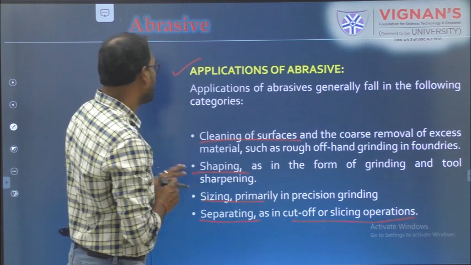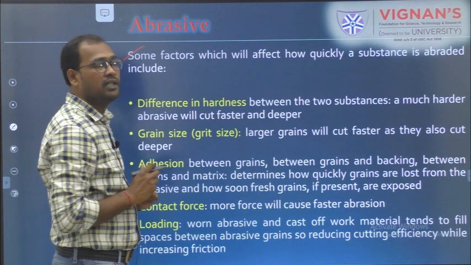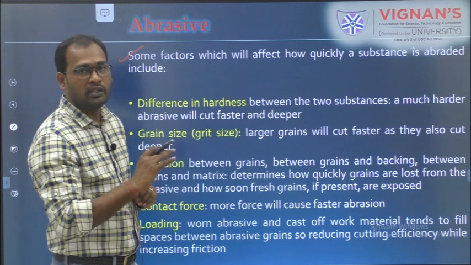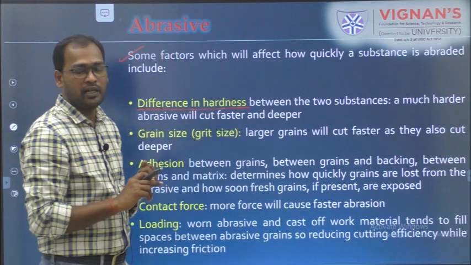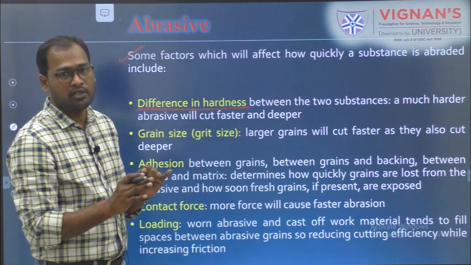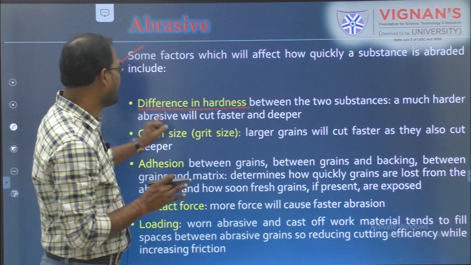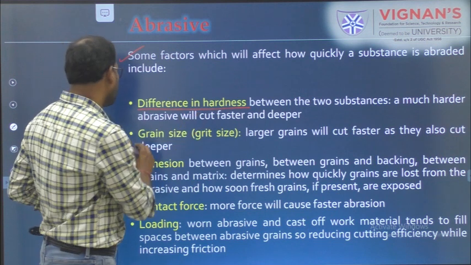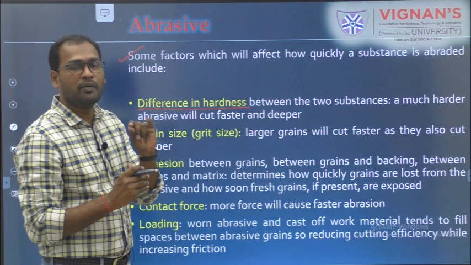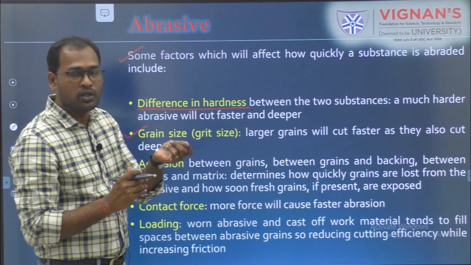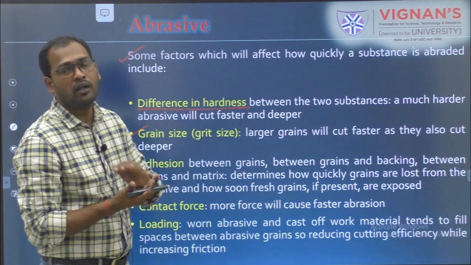So these are the applications of abrasives, and then some of the factors which have to be considered. The first one is the difference in hardness. Based on the hardness scale, we have to choose which abrasive to use. The second one is the grain size. The bigger the size, the more easily it can be worn out. The smaller the size, it can stay for a longer time, and you can use it for a higher duration.